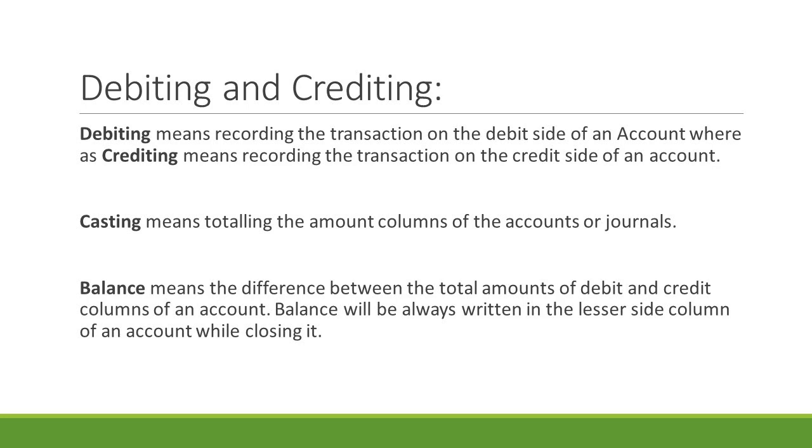And at the end, after totaling the amount columns, we will balance. That is the major agenda. Balancing means the difference between the total amounts of debit and credit columns of an account. So this process is called balancing, and the balance means the difference between the total amounts of the debit and the credit columns. Always we will write the balance amount in the lesser side column of an account while closing. So this is about the balancing.